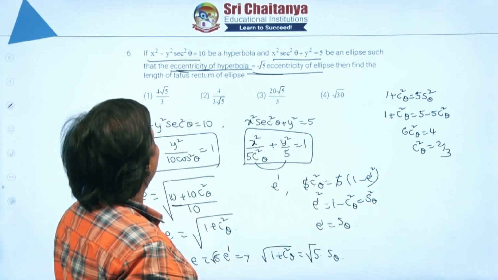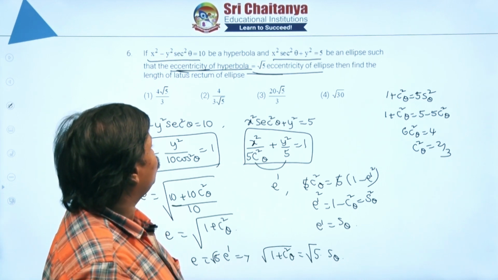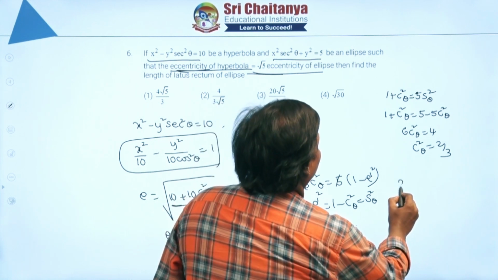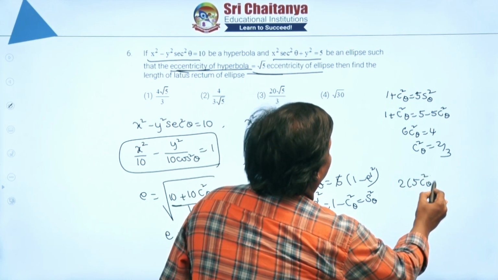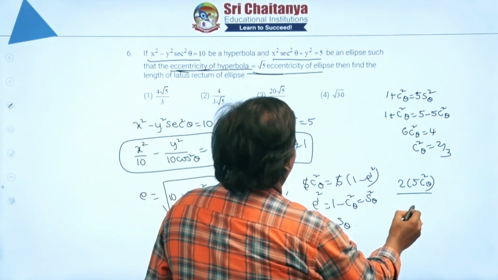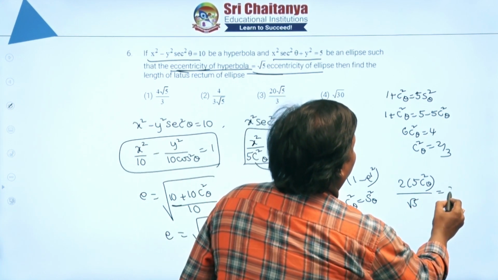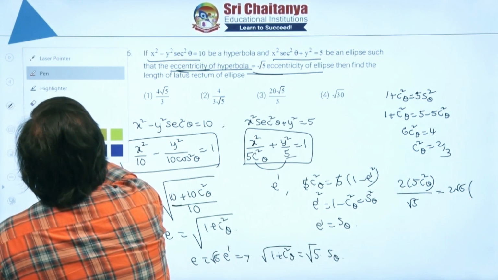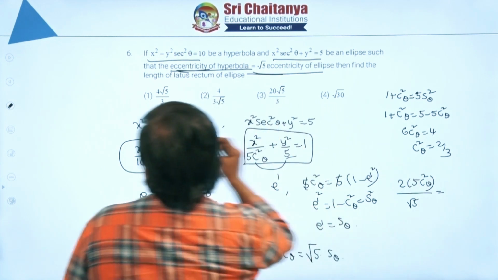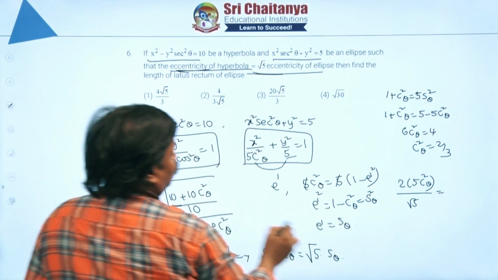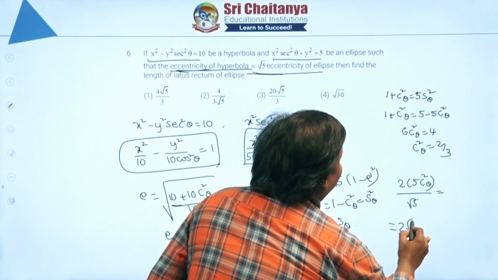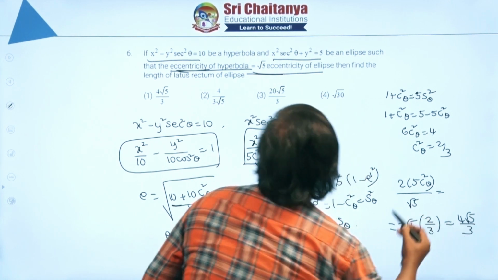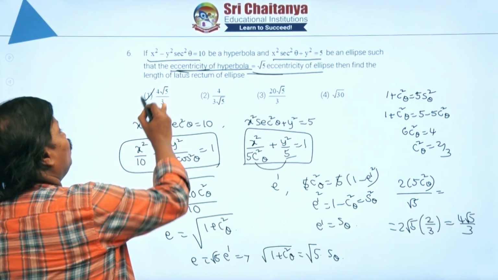But length of latus rectum of the ellipse means 2a square by b, because here a is less than b. 2a square by b means 2 into 5 cos square theta by b, which is root 5. So 2 root 5 into cos square theta, which is 2 root 5 into 2 by 3. So it is 4 root 5 by 3. So answer will be option 1, 4 root 5 by 3.